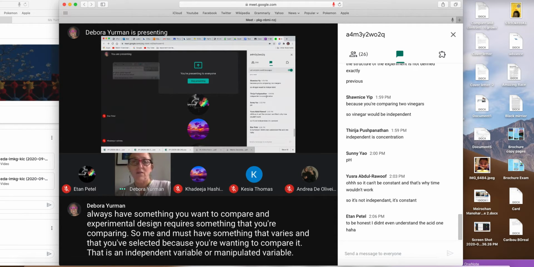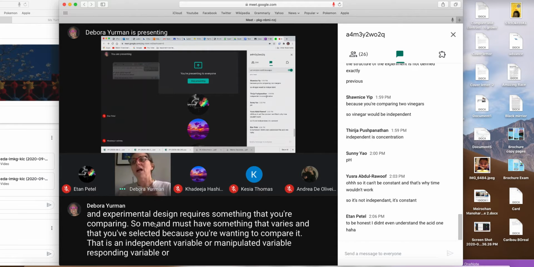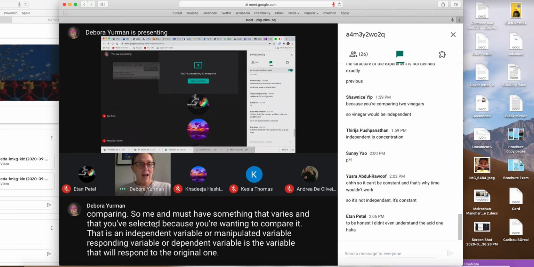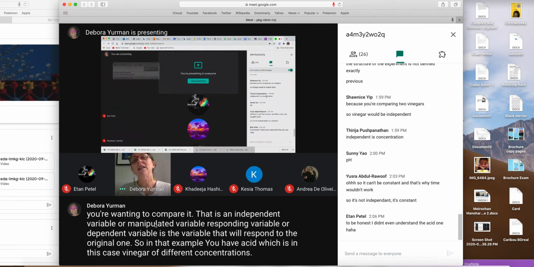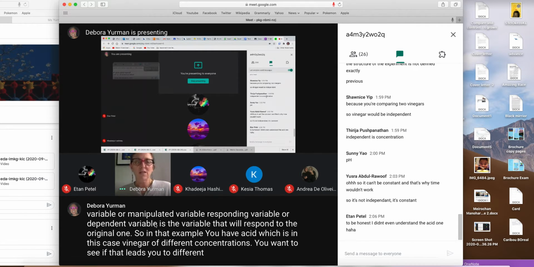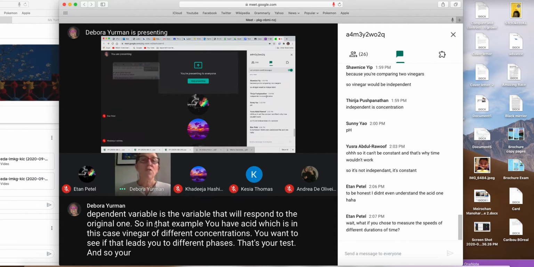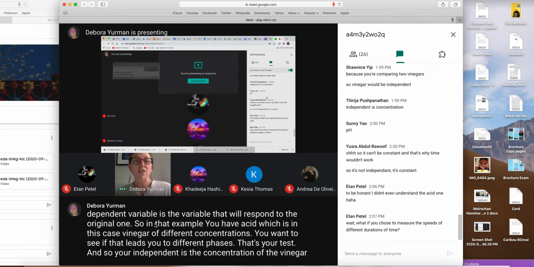A responding variable or dependent variable is the variable that will respond to the original one. So in that example, you have acid, which is in this case vinegar, of different concentrations. You want to see if that leads you to different pHs. That's your test. And so your independent is the concentration of the vinegar and your dependent is the pH that results.